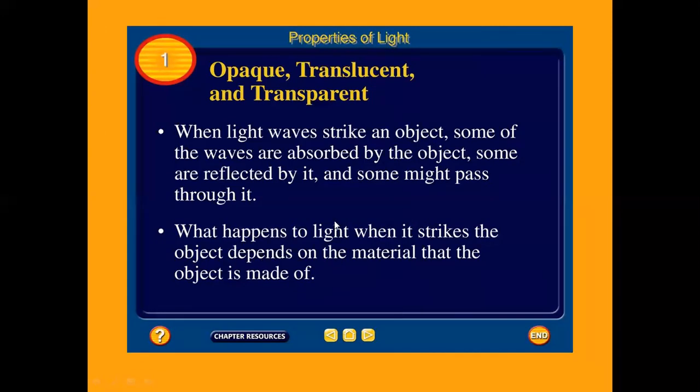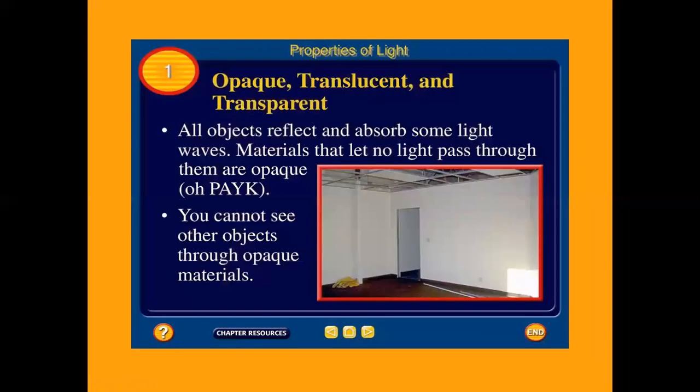Is it clear? I mean, what happens when light waves strike an object? Sometimes absorbed by the object, that is opaque, and sometimes reflected by the object, that is translucent, and sometimes pass through the object, that object is transparent. Okay. Now, first one, in this picture, you will see opaque object. This is the opaque object.